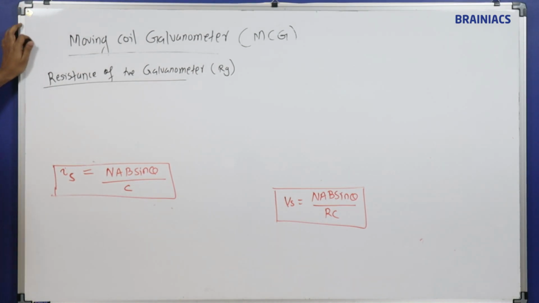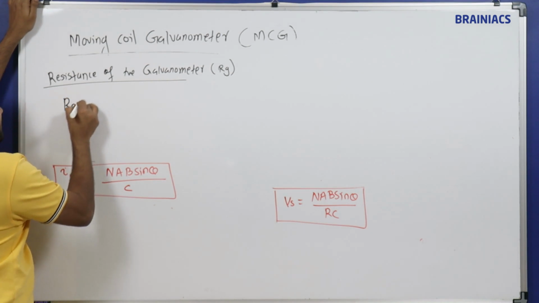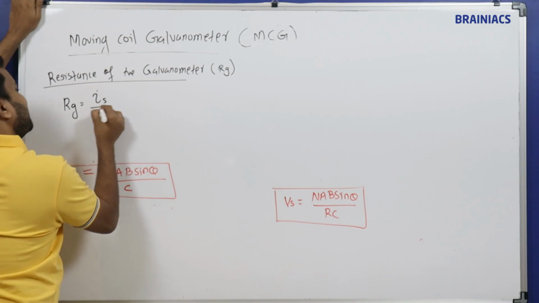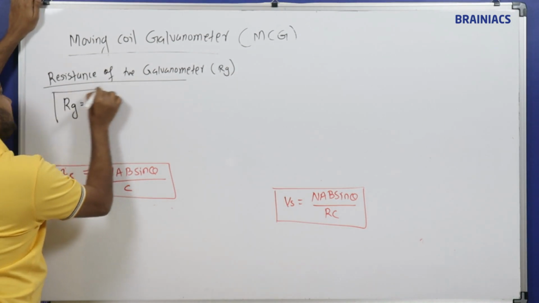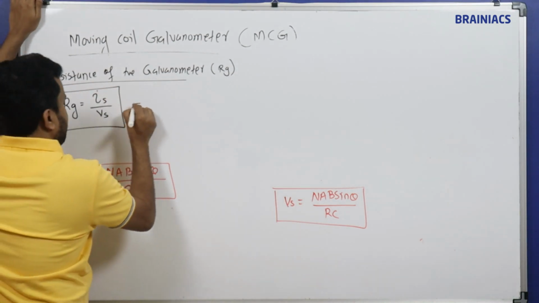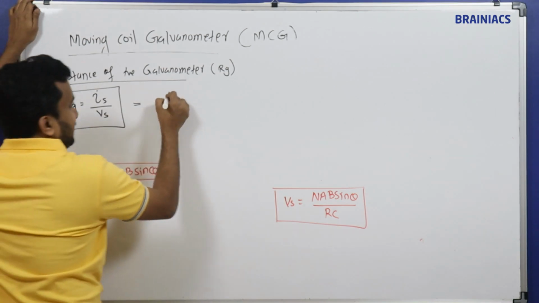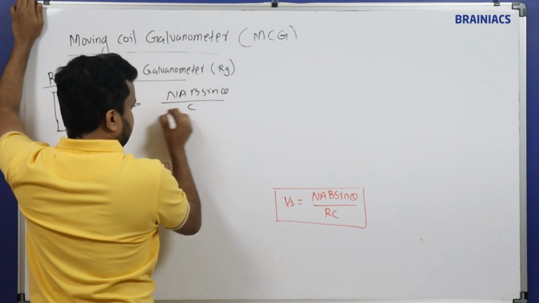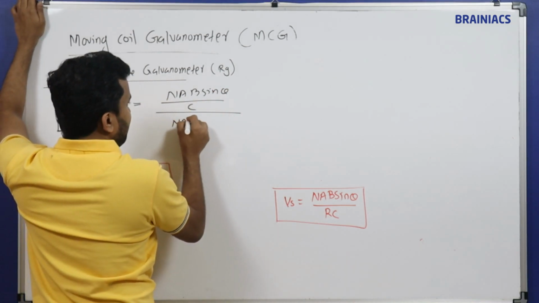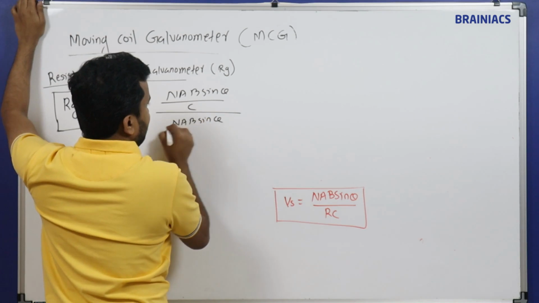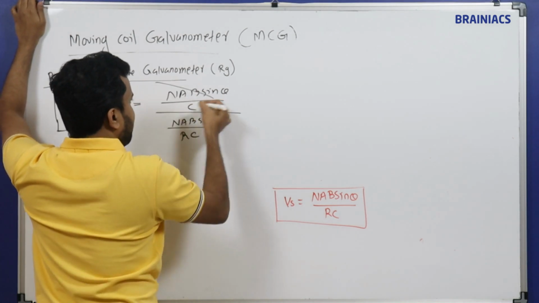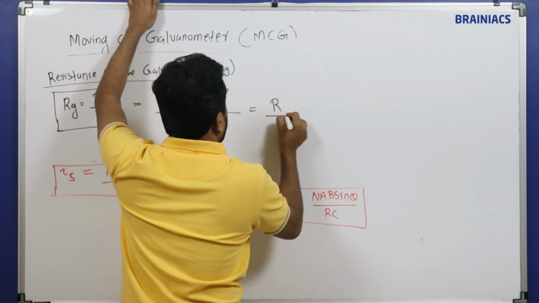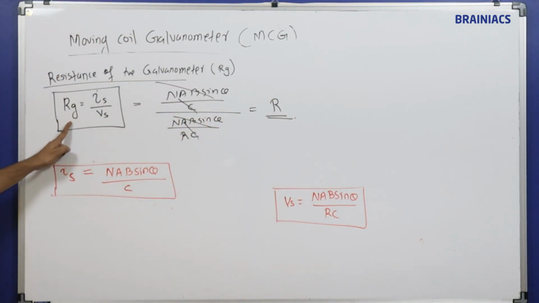How to find resistance? Can you derive the resistance equation from these two? Current sensitivity by voltage sensitivity gives the resistance equation. Current sensitivity is NAB sin theta divided by C. Voltage sensitivity is NAB sin theta divided by RC. NAB cancels, 1 by C and 1 by C cancel, and 1 by R goes to the numerator and becomes R. This is very important.